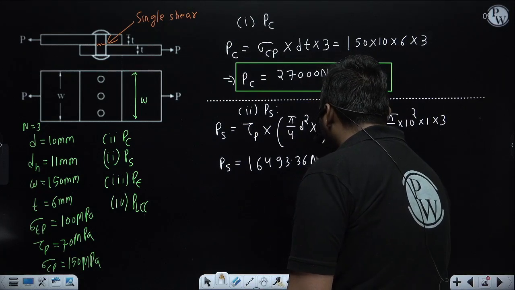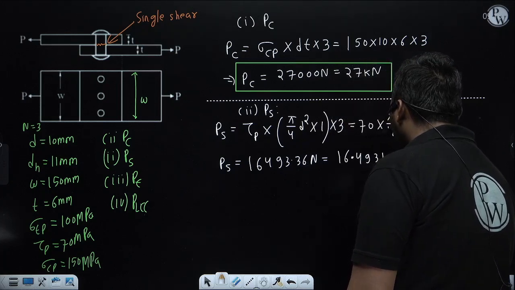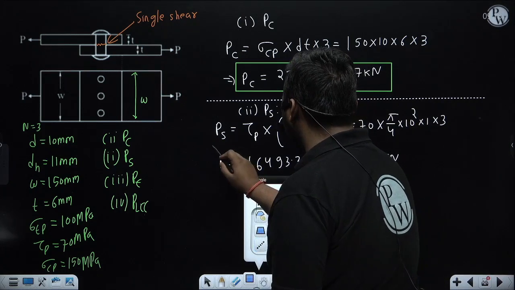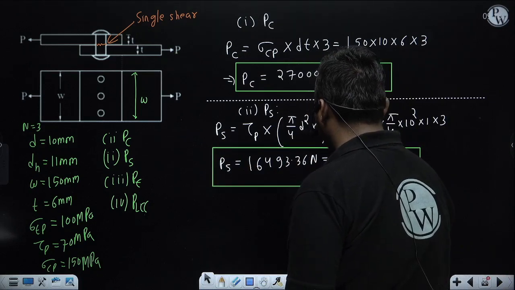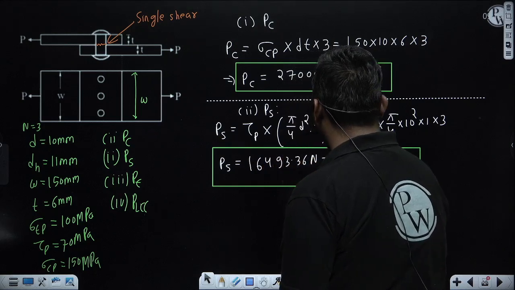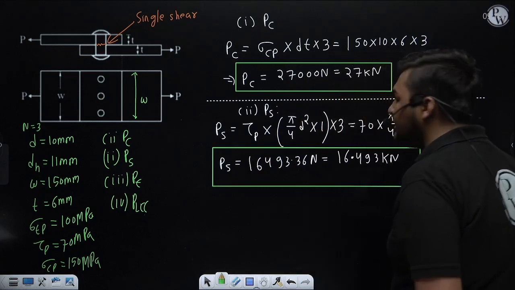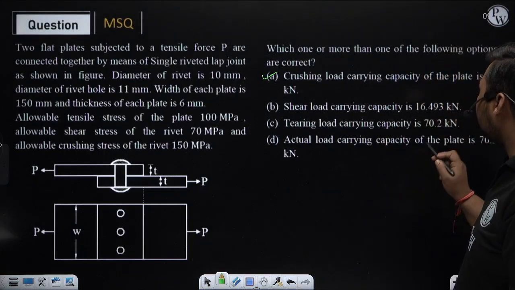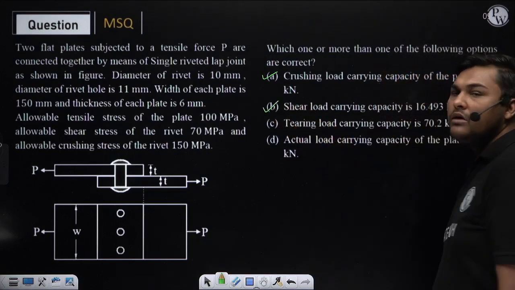616493.36 Newton. If you will convert this in kilonewton, it will be 16.493 kilonewton. Okay. So shearing load carrying capacity of this plate is coming 16.493 kilonewton. So I am checking the option. Option B, shear load carrying capacity is 16.493 kilonewton. Same answer we got. So option B is also correct.